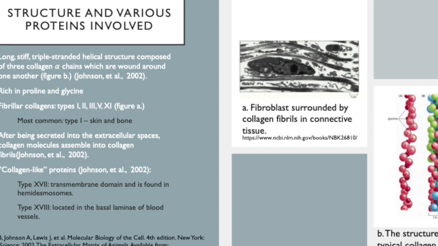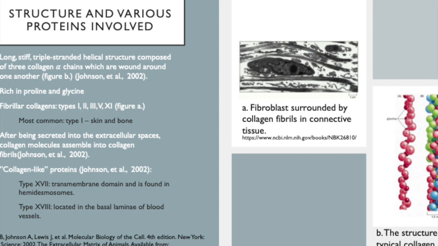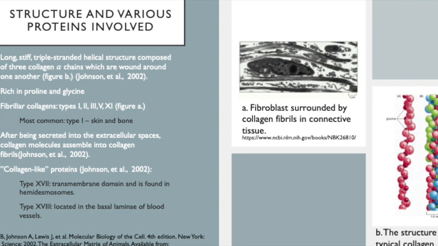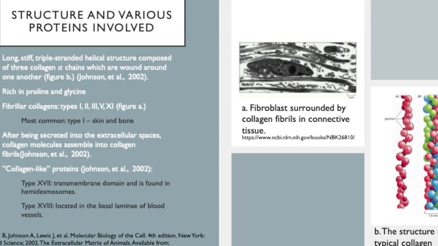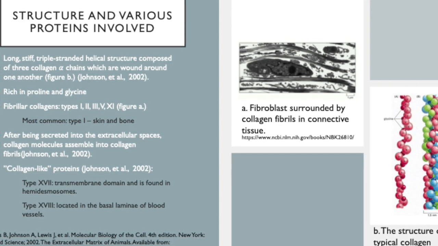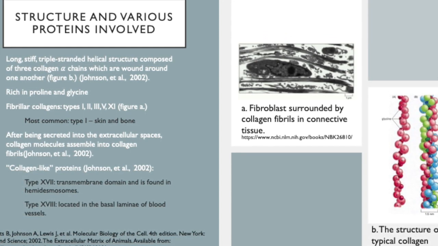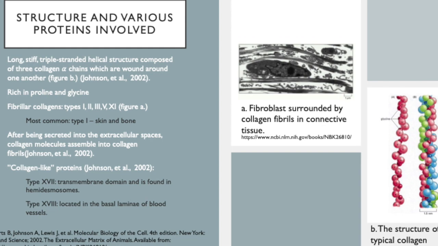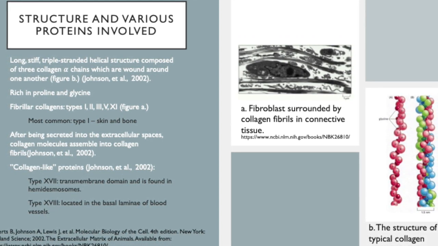Collagen is a long, stiff, triple-stranded helical structure composed of 3 collagen alpha chains, which are wound around one another, as you can see in Figure B. This protein is rich in proline and glycine. There are several types of collagens. In this case, I'm going to focus on fibrillar collagens, which includes type 1, 2, 3, 5, and 11.